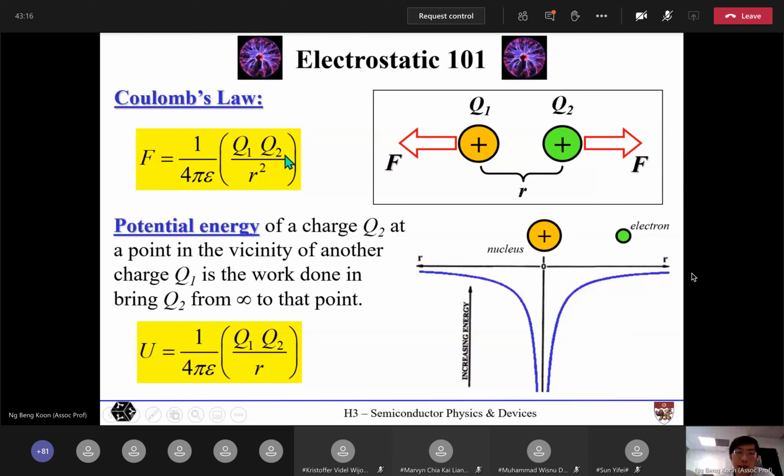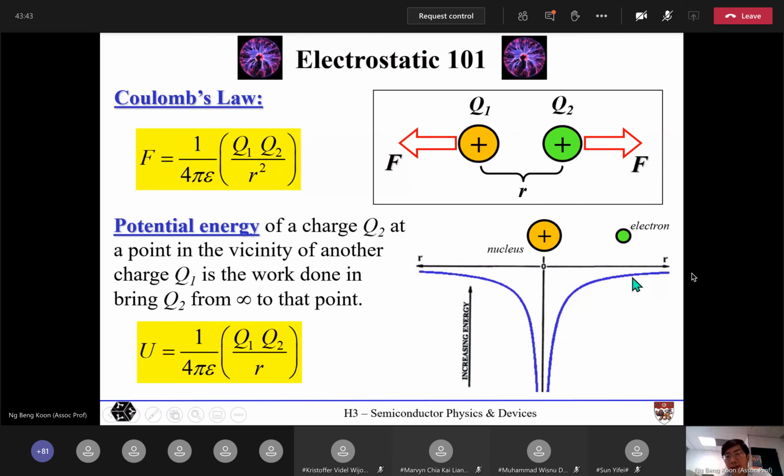If you have a force quantity, we can work out the potential energy, the electric potential energy of one charge with respect to the other. This is proportional to the product of their charges, Q1 Q2, and inversely proportional to the separation between them. So it's a 1/R relation.